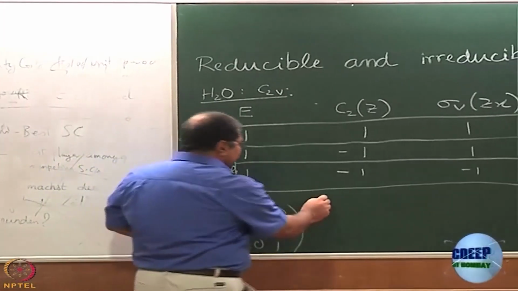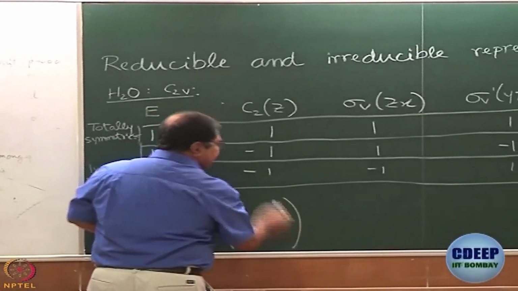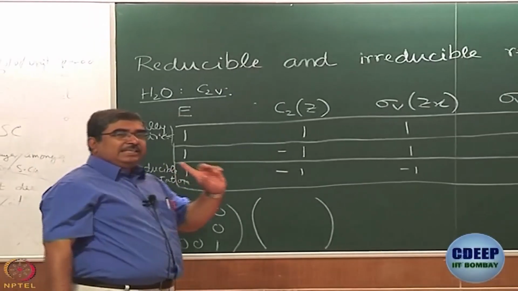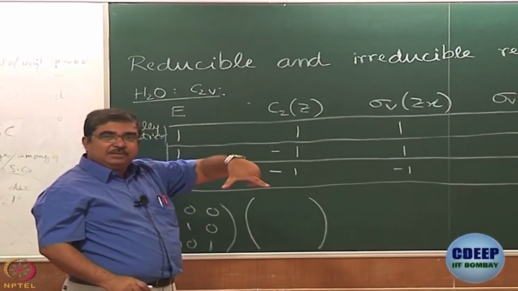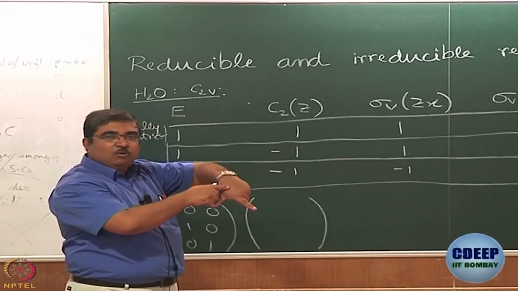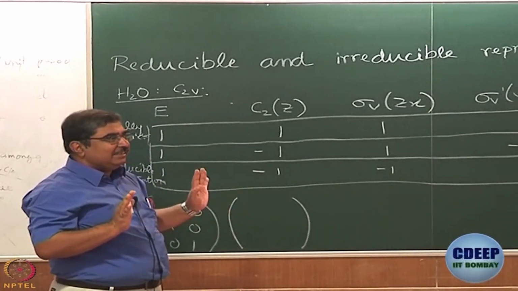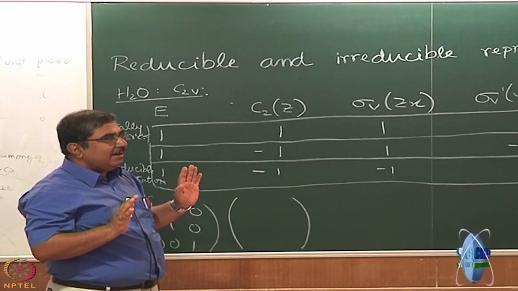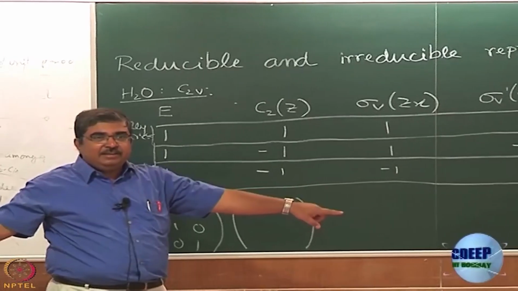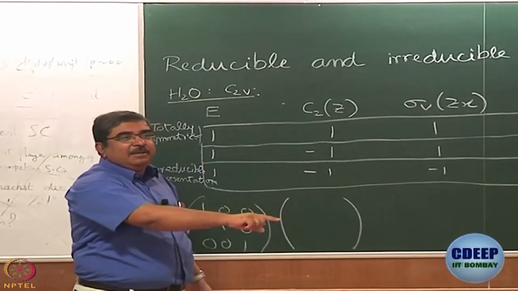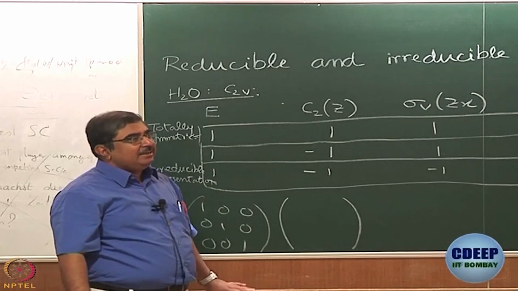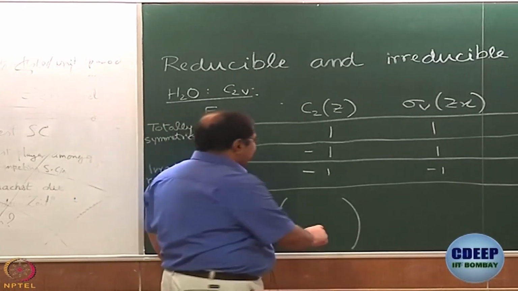Now, what about C2z? When C2z operates on the water molecule, O remains O, HA becomes HB, HB becomes HA. Is that right? A, B turned by 180 degrees, A becomes B, B becomes A. Are we clear? What will the matrix be in that case?